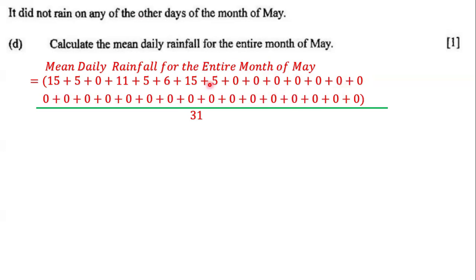And so what that means is that we have to add up all of these numbers and then divide by 31. And so when we add them up, we have 15 plus 5 plus 0 plus 11 plus 5 plus 6 plus 15 plus 5 plus all these zeros, and that gives us 62 millimeters. Next, we have to divide that by 31 because there are 31 days in the month of May. And so when we divide them, 62 millimeters divided by 31 is going to be 2 millimeters. So that means that the mean daily rainfall for the entire month of May is 2 millimeters. And that's the answer to our question.